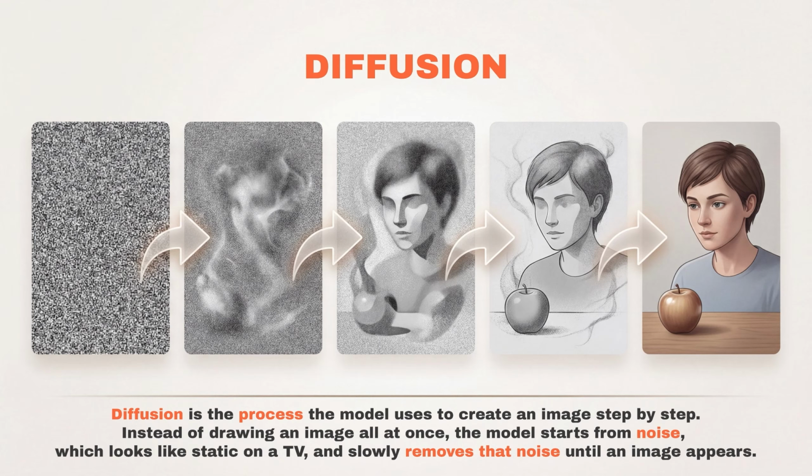This slide is a simplified visualization. The real process is more complex. In practice, most diffusion models work in a compressed latent space rather than directly on pixels. A neural network predicts what noise should be removed at each step. Even though the real math is more advanced, this simplified view is enough to understand how diffusion works.